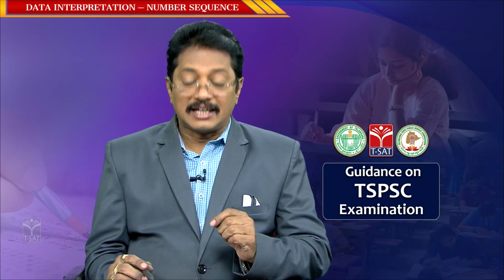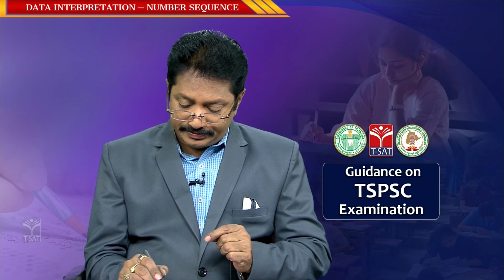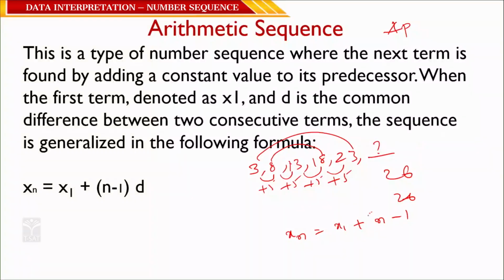And the nth term xn is equal to x1 plus n minus 1 of d. Here x1 is the first term, n is the number of terms and d is the common difference. You have to remember this one. xn is the nth term, x1 is the first term, n is the number of terms and d is the common difference. For example, in this series you want to know the 10th term.